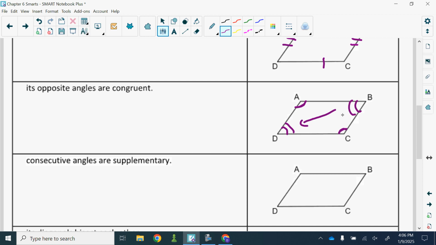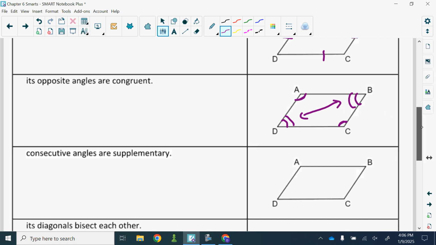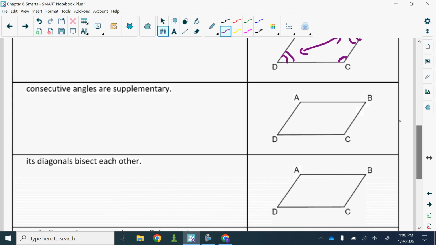Opposite meaning that they face each other. They're looking at each other in the shape. Consecutive angles are supplementary. So like A and D is an example of consecutive angles. That just means angles that lie on the same line or the same side. You could think of it that way. So these are supplementary, which would mean that they add up to 180.